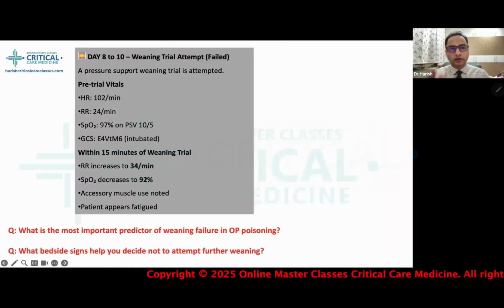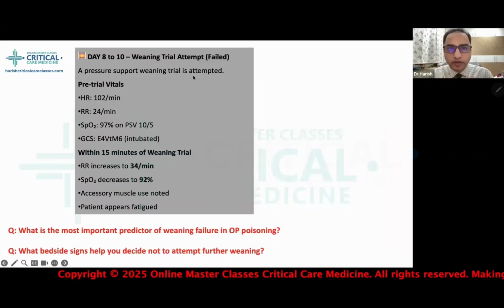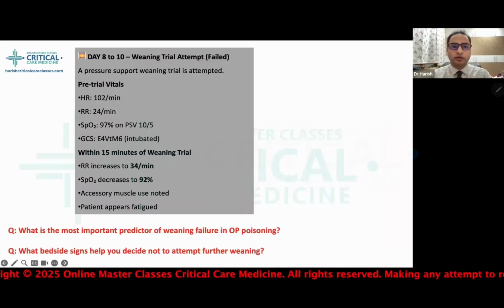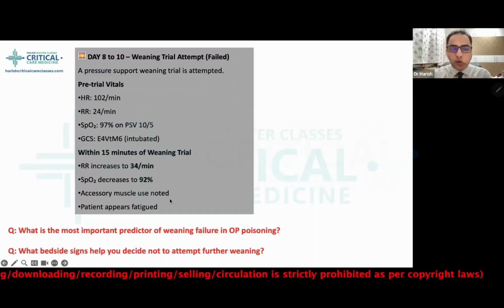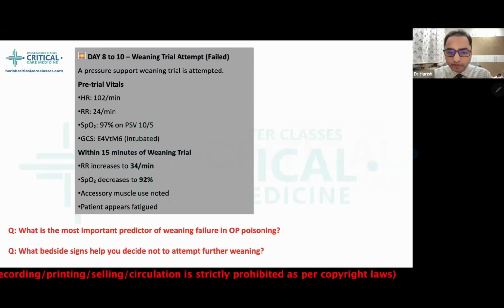Okay. So at day 8 to day 10, we attempted the weaning trial but failed. A pressure support weaning trial was done. Pre-trial vitals were okay. Within 15 minutes of the weaning trial, respiratory rate increased to 34 and saturation decreased to 92%. Accessory muscle usage was noted. The patient appeared to be fatigued.